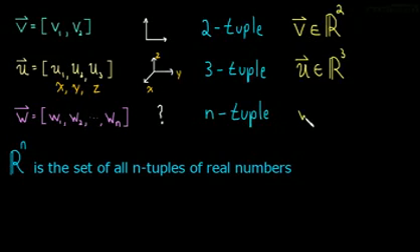W, similar to the rest, is an element of Rn. Rn is the set of all n tuples of real numbers. W is an n tuple of real numbers, so it's in Rn. W is an element of Rn.